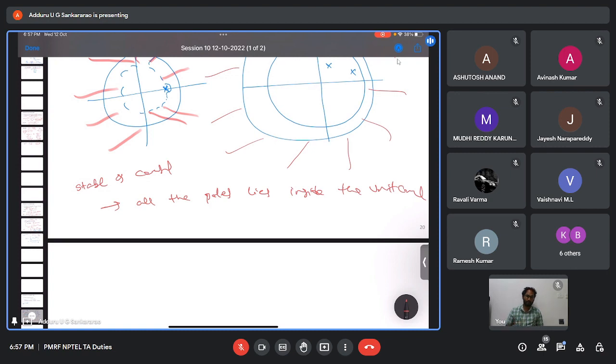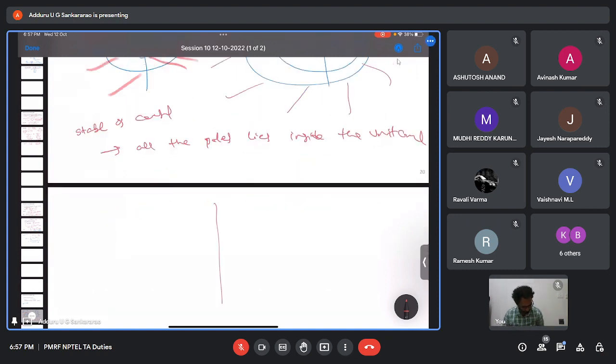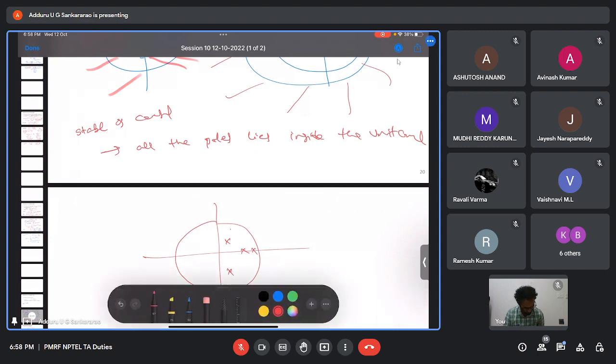Then only is it possible for a system to be causal as well as stable, if all the poles are inside the unit circle. Let us say this is the unit circle, and let us say many poles are there. All are inside the unit circle only. Stable means the ROC should include the unit circle, and causal means it should be outside of the outermost pole.